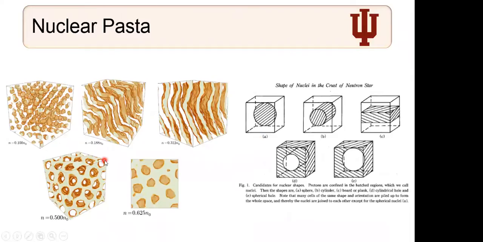And again, I love showing this plot because it is a remarkable agreement between theory and more theory. We've got the same spheres, cylinders, slabs, cylindrical holes, and spherical holes that you would have predicted in a paper 30 years ago.